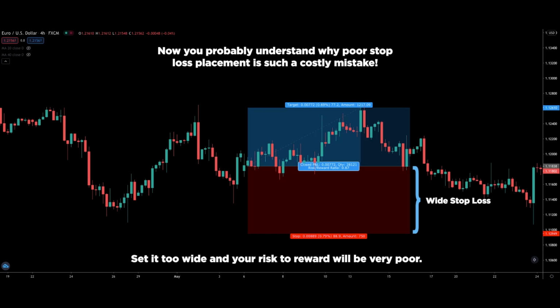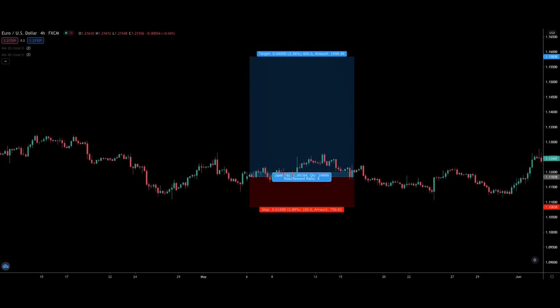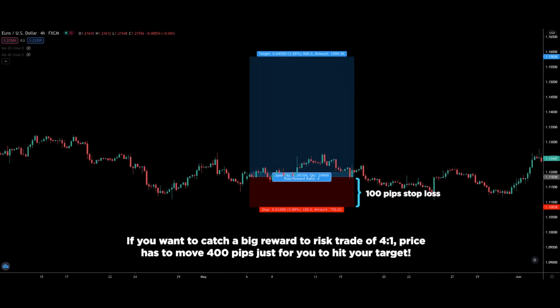Set it too wide and your risk to reward will be very poor. Suppose you set in a stop loss of 100 pips in this chart over here. If you want to catch a big reward to risk trade of 4:1, then price has to move 400 pips just for you to hit your target.